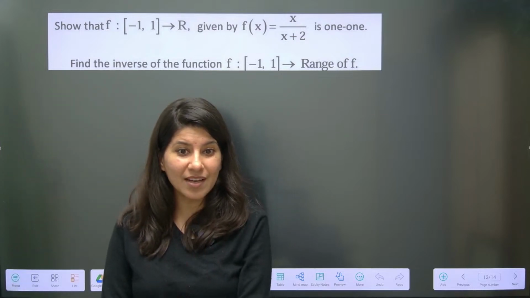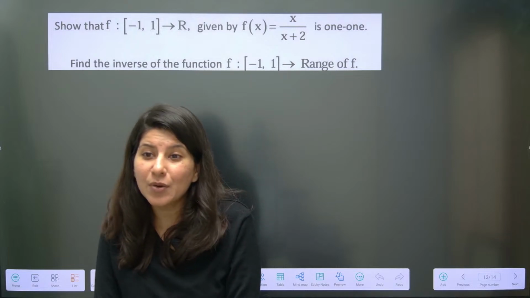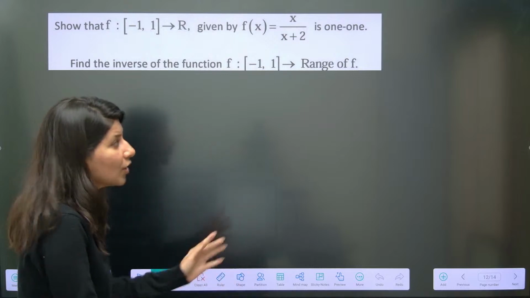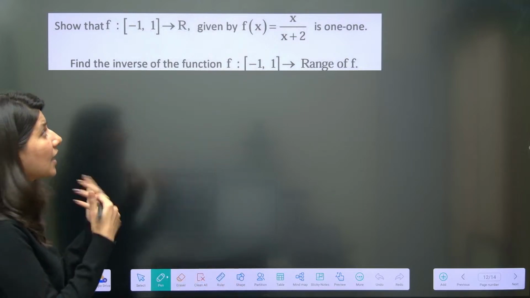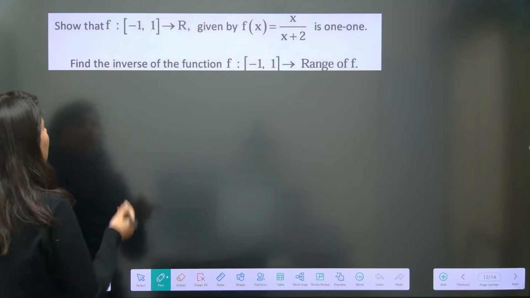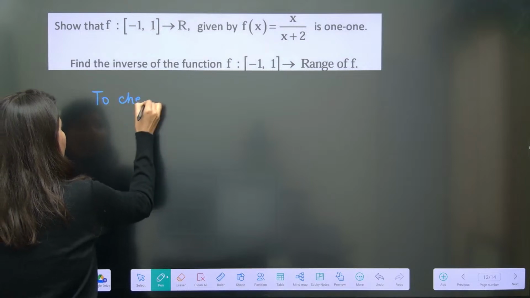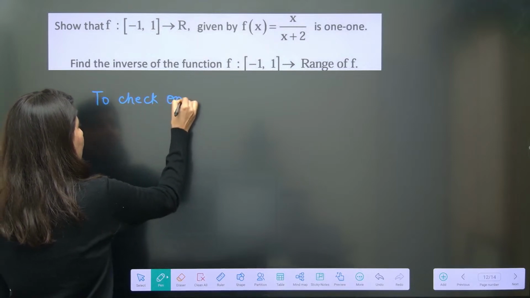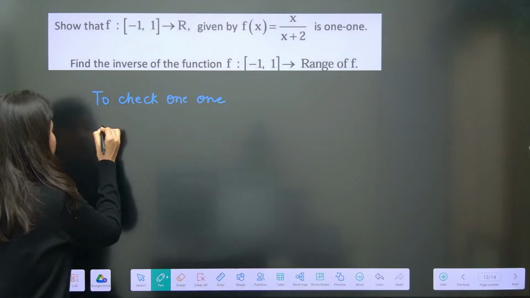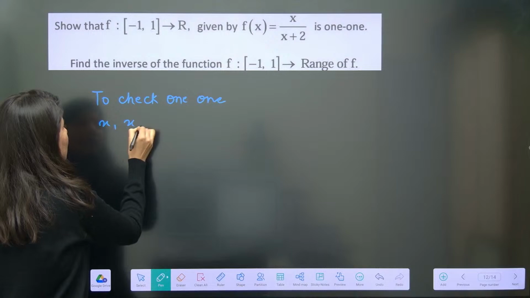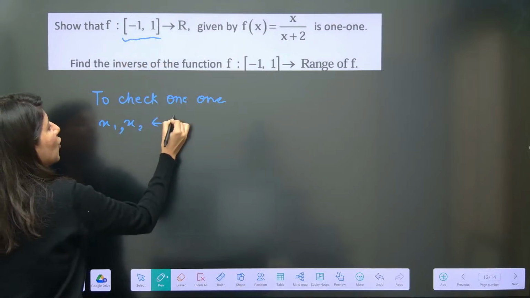Please let me know. We have studied it at the time of first PUC as well. I have shown it to you: how to check whether a function is 1-1 or not. Let me give you a proper stepwise method for how to check whether a function is 1-1 or not. So, f(x), to check 1-1, we have to take two values of x, x1 and x2, belonging to the domain of f.